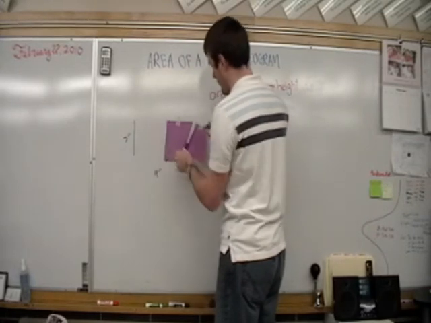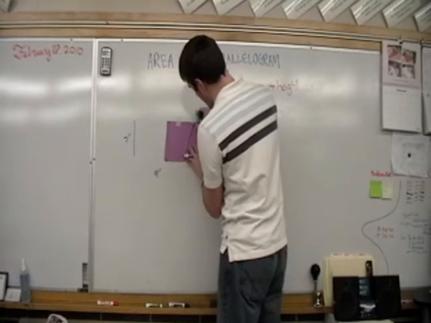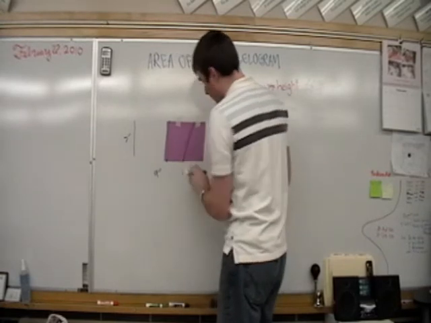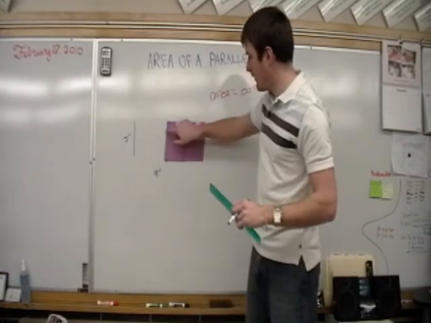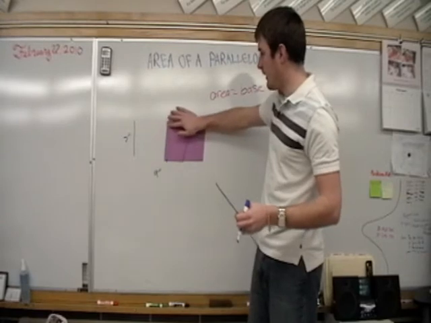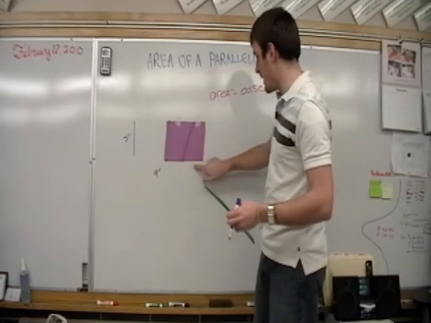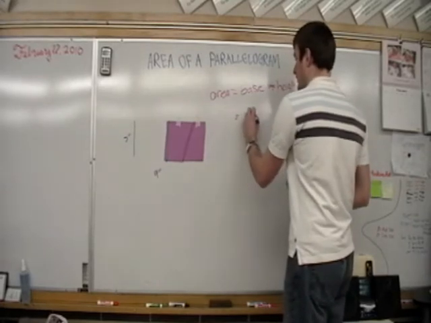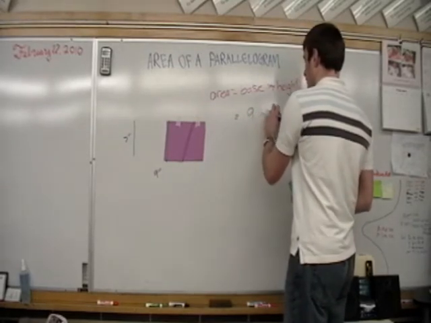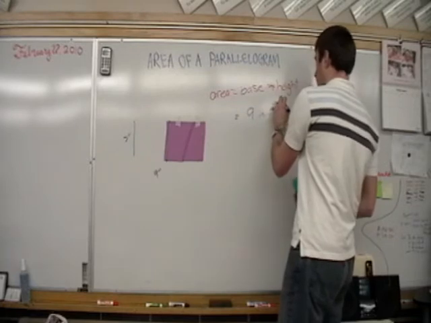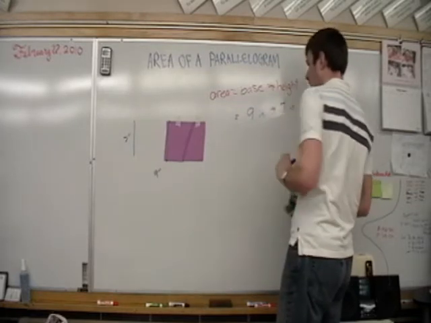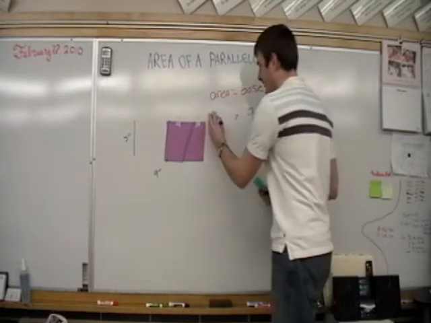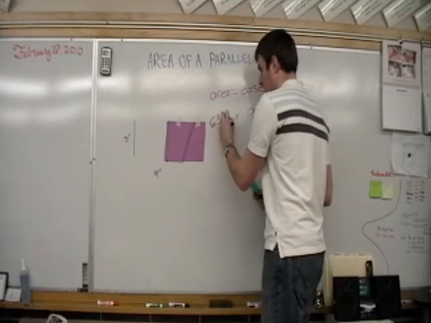I'm going to switch this over. And again, you'll still notice nothing's lost. We have 7 inches for our height. We have 9 inches for our width. And since this is inches, our base is 9 inches, multiplied by our height, which is 7 inches. 9 times 7 is 63 inches.